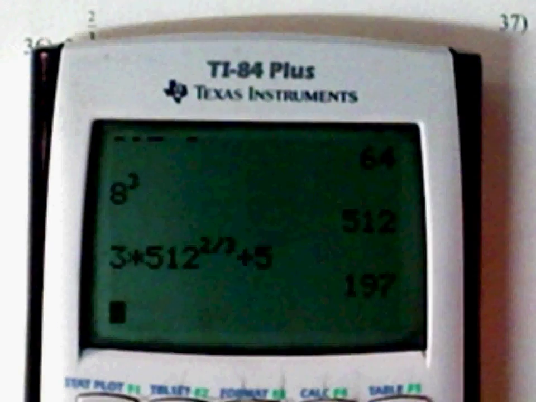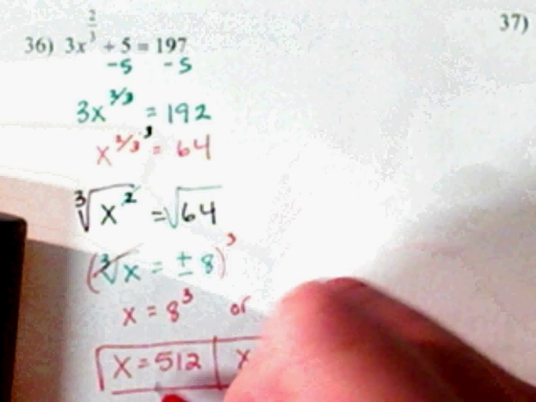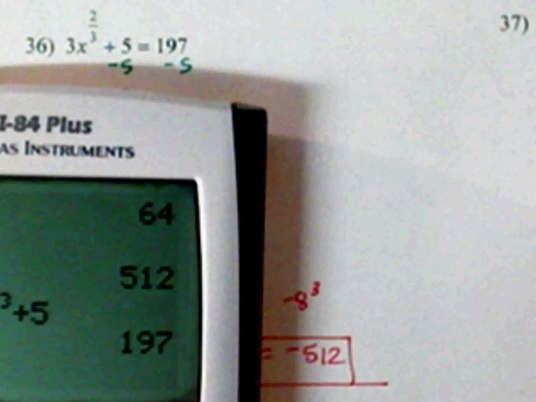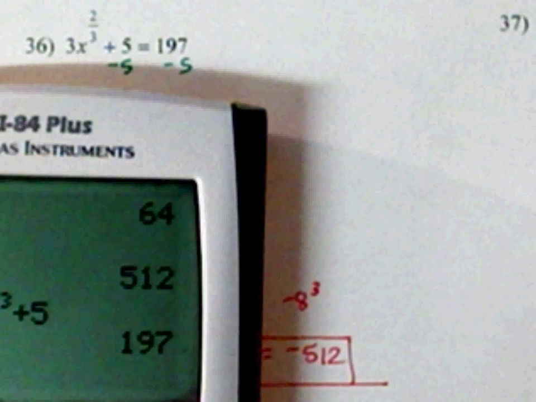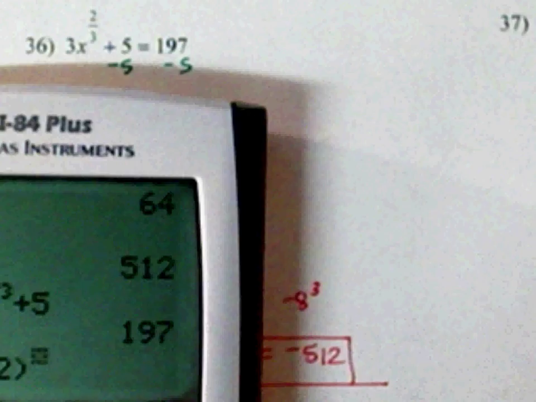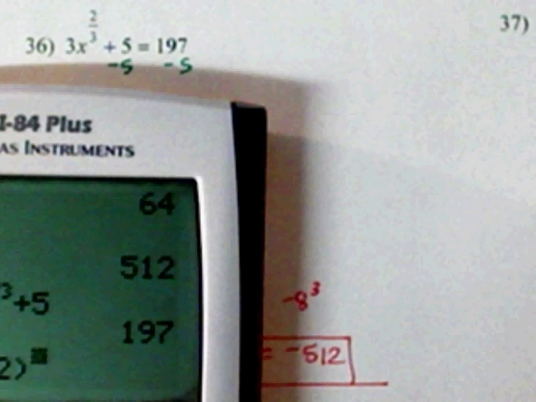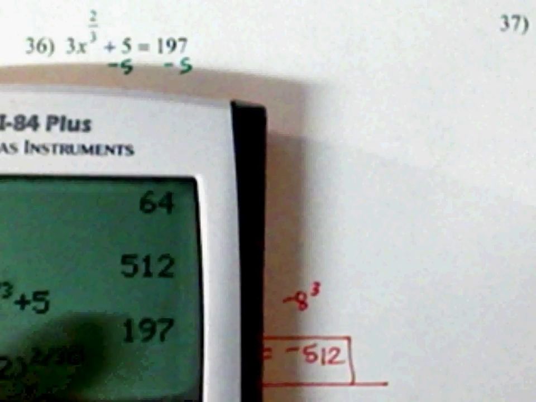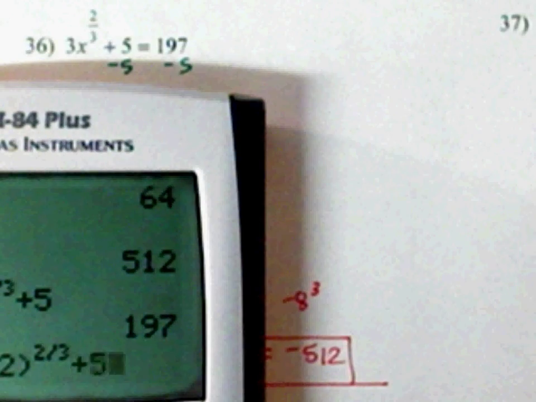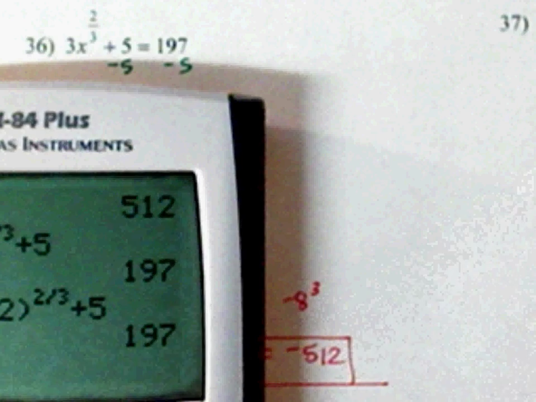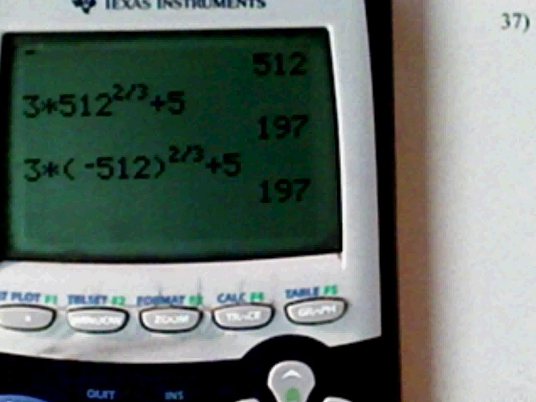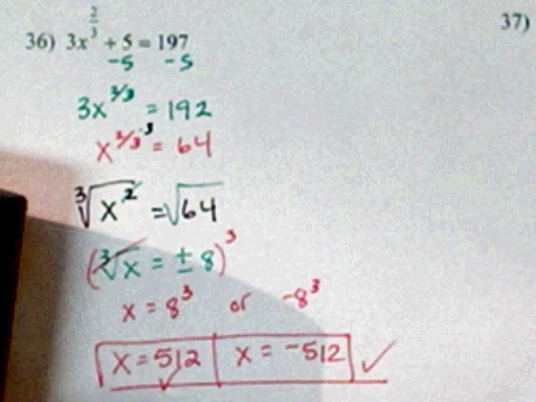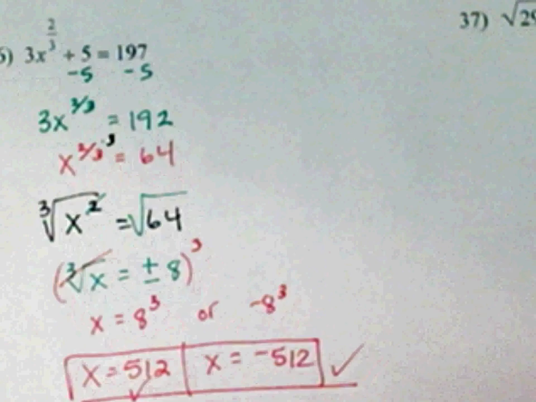So this one worked. Let's try the negative. Here we go. 3 times, parentheses, negative 512, just to double check, raised to the 2 divided by 3. Oops. Right click, delete, right click, plus 5. Did that one also work? See that right there? Absolutely. So both of those are a correct answer, okay? Now, if you had done it another way, which I'm about to show you, that would work as well. So either way.